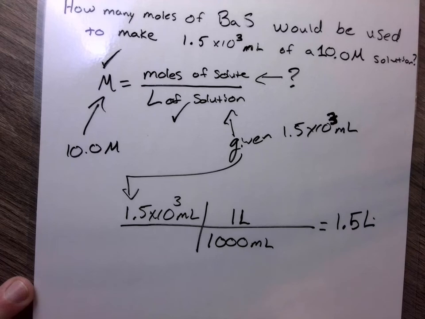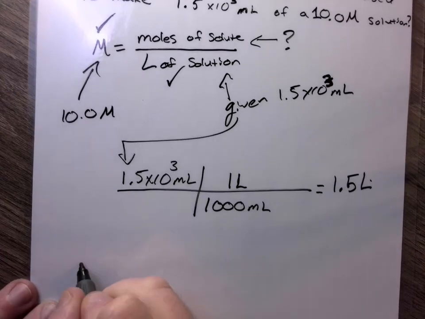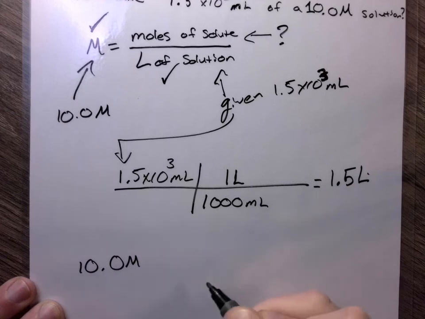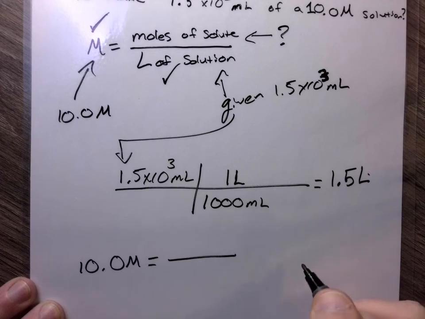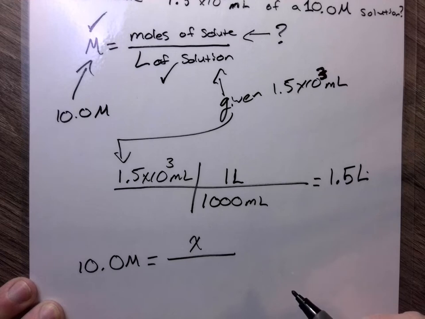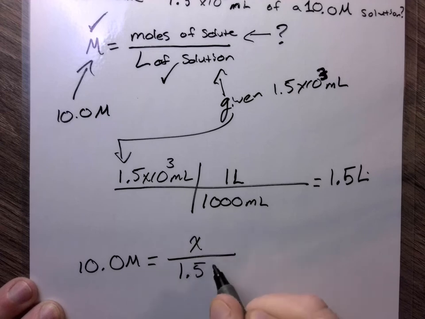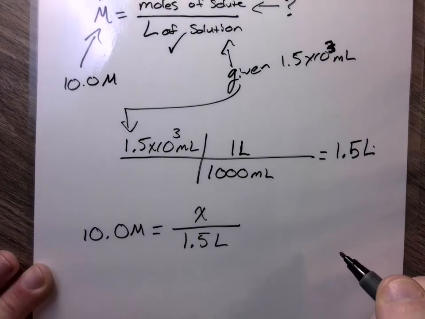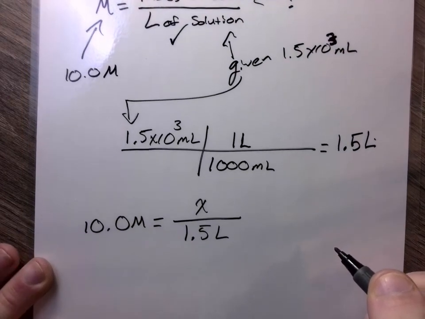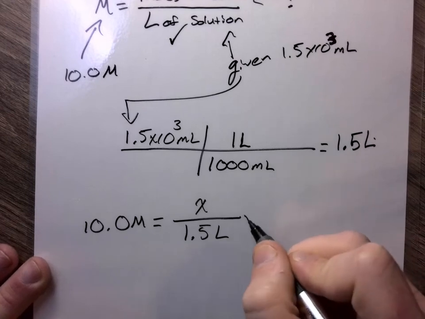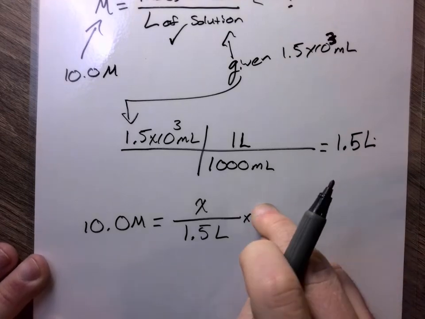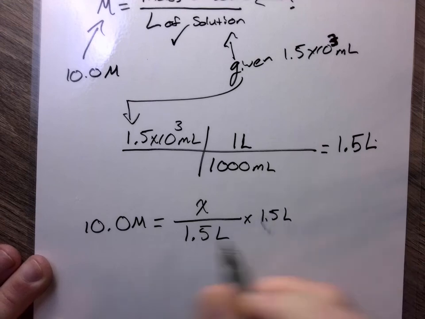Now I have my liters of solution. I can plug everything in and solve, right? Okay, so let's do that. 10.0 molar equals, what goes on top? We don't know. Okay, so we'll call that X. What goes on the bottom? 1.5 liters. So how do I solve for X? I can multiply both sides by liters, right? So that's multiplying by 1.5 liters.